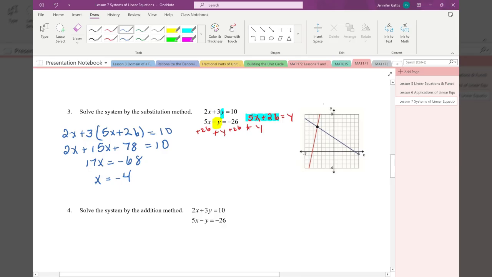And if you notice where our lines are intersecting, okay? Now that we have that negative 4, we're going to take it and plug it back into one of the equations. It does not matter which one. I'm going to pick the first one just for the fun of it. So 2 times negative 4 plus 3y is equal to 10. That gives me negative 8 plus 3y is equal to 10. That gives me 3y is equal to 18. And y is equal to 6. All right.